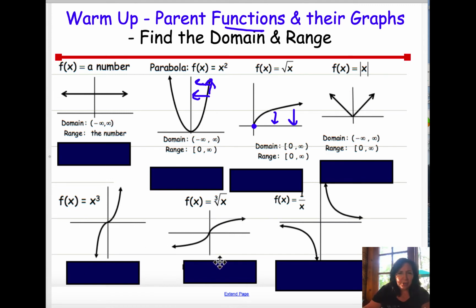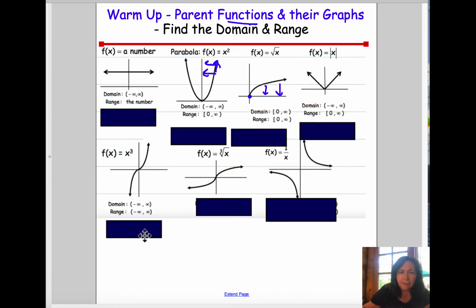For this problem here, this is y equals x cubed, or f of x equals x cubed. This is a cubic function like this. It is a function, and it is also a polynomial as well, by the way. For this right here also, this is going to be negative infinity to infinity, and also same value for my range. For a cube root, however, yes, it's a function.